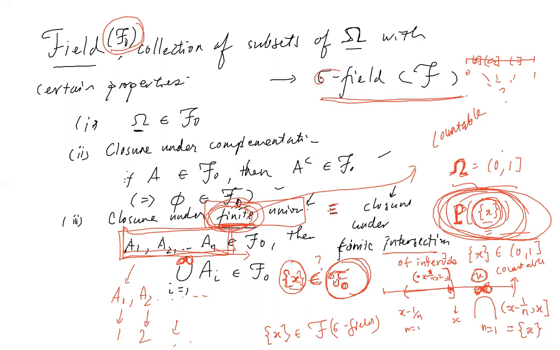Then you can talk about it. You can assign a measure to the singleton, and in this case we assign a measure of 0 to singletons. In fact, we assign a measure of 0 to countable sets. Finite sets are also definitely countable.